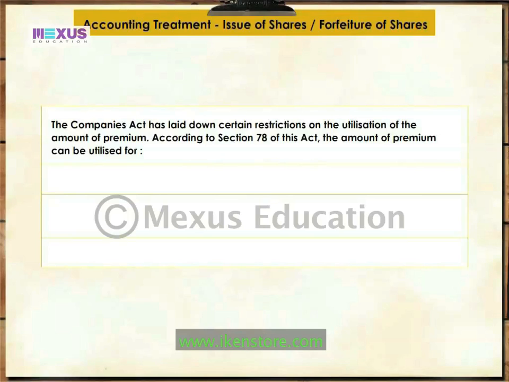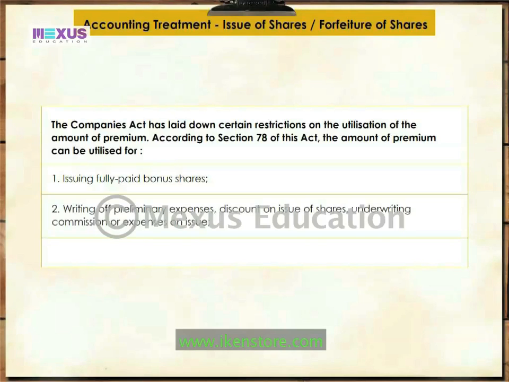The Companies Act has laid down certain restrictions on the utilization of the amount of premium. According to Section 78 of this Act, the amount of premium can be utilized for: 1. Issuing fully paid bonus shares. 2. Writing off preliminary expenses, discount on issue of shares, underwriting commission or expenses on issue. 3. Paying premium on redemption of preference shares or debentures.